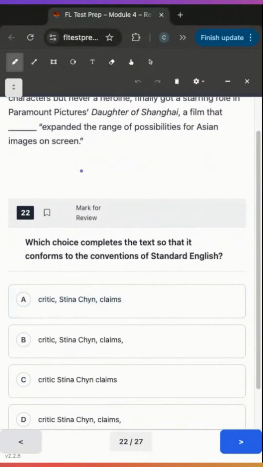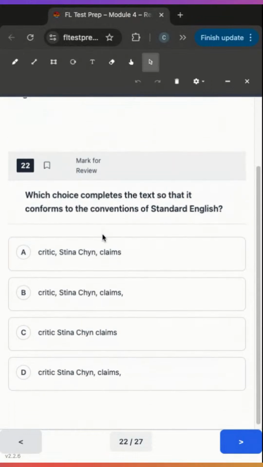Let's take a look. All right, here I see different types of punctuation changing. You see a comma, comma, comma, comma, comma, no punctuation, and then comma, comma. Whenever you see a whole bunch of commas moving around and surrounding different pieces of a sentence or answer choice, this is testing unnecessary or necessary information.